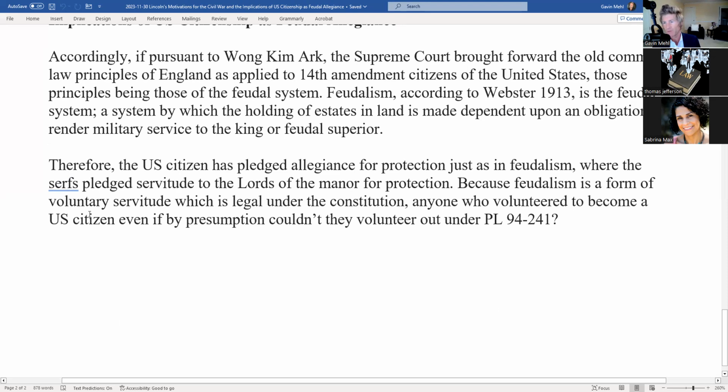Because feudalism is a form of voluntary servitude, which is legal under the Constitution, because what? The 14th Amendment, the 13th Amendment, these outlawed involuntary servitude. But voluntary servitude is completely legal. Anyone who volunteered generationally to become a U.S. citizen, serf, even if by presumption, couldn't they just volunteer out under Public Law 94-241?